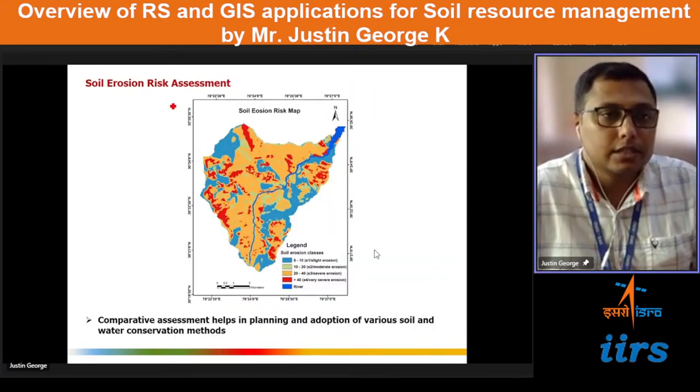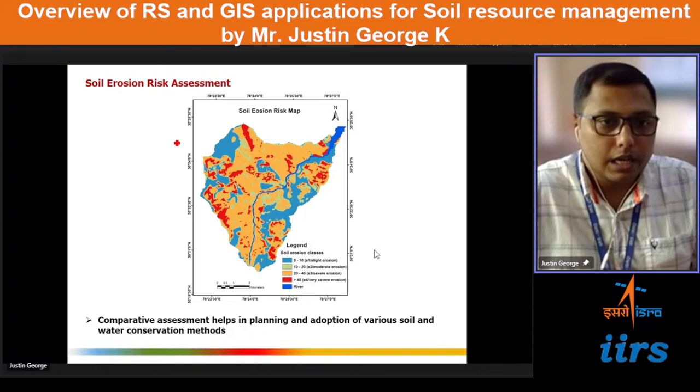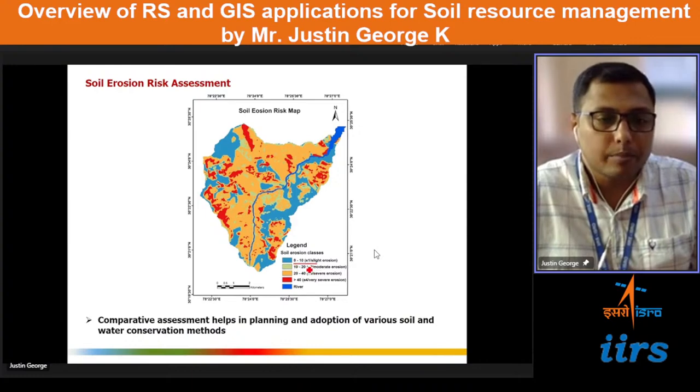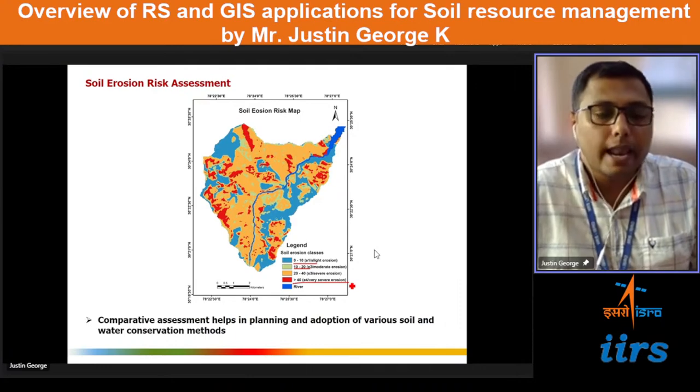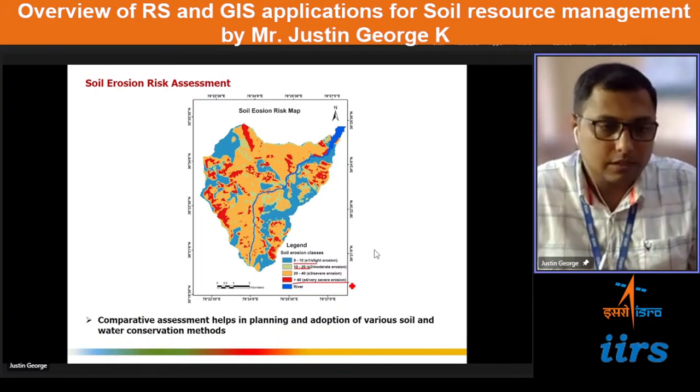And this is a soil erosion risk assessment done for another watershed, a hilly watershed. You can see the blue color indicates the areas where the risk is only 0 to 10 tons per hectare per year. This area has 10 to 20, and these red colored patches have a soil erosion risk of more than 40 tons per hectare per year. So this type of comparative assessment helps us in the planning as well as the adoption of various soil as well as water conservation methods.